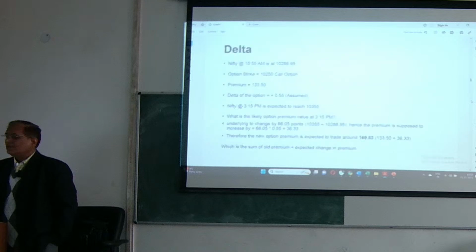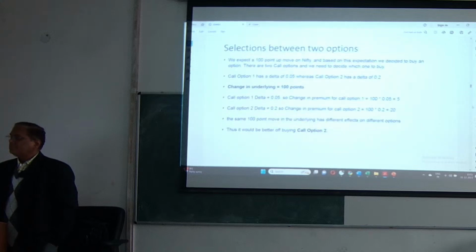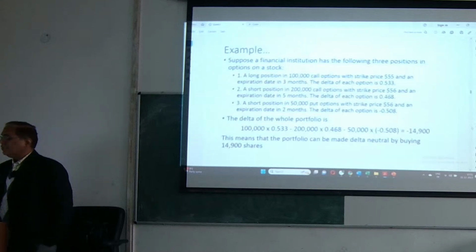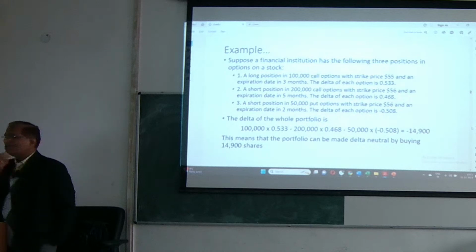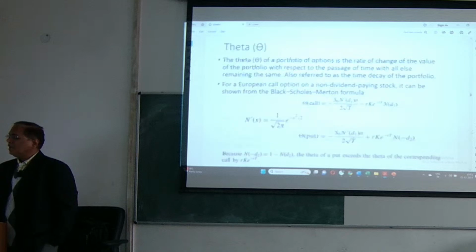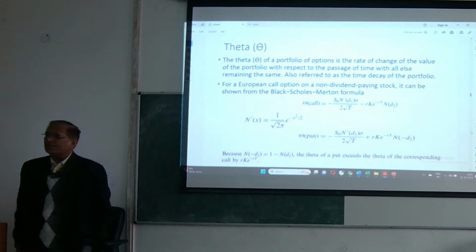Two legs are there, two arms are there. One arm is taking a position in what you say options market, and another is in the underlying market. Example also there: a long position in one, short position in one, how you are going to make it, how the position is going to change. So I suggest I'll share this PPT with you all and you can go through that. That is what delta is.